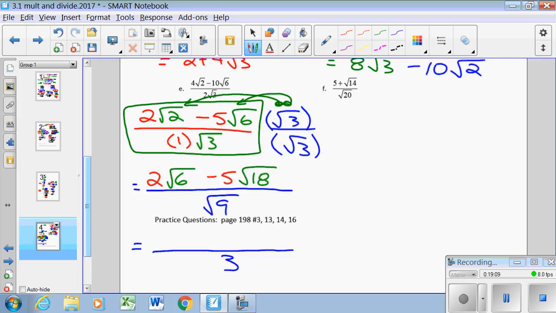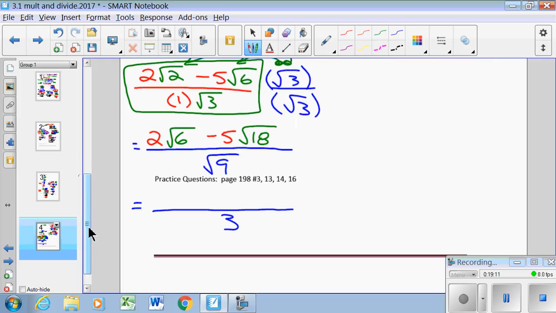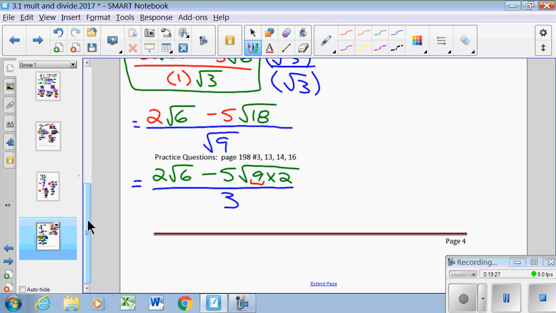2 root 6 is done. There's nothing else I can do with 2 root 6. We're just going to write 2 root 6. Unfortunately, root 18 is 9 times 2. When you have 18s, when you have 12s, you have to simplify those numbers. So before we're finished, this 9 has to come out, and it's going to become one of those 3s again.